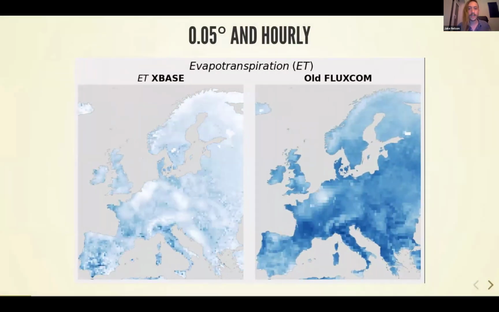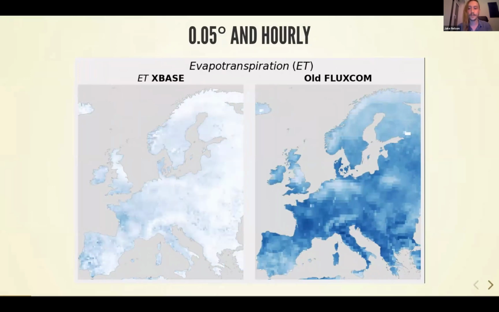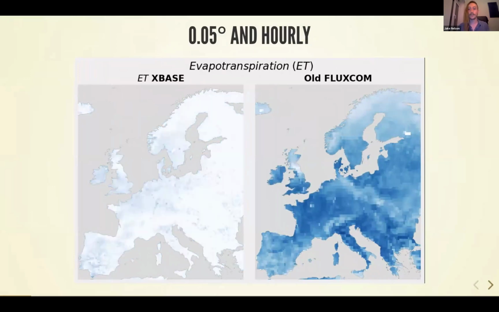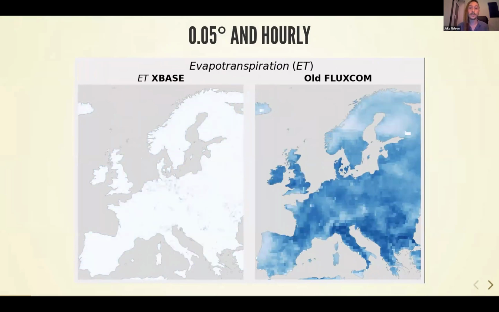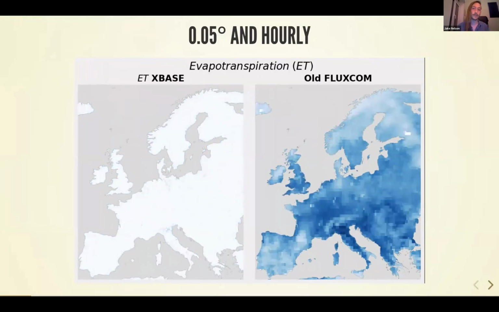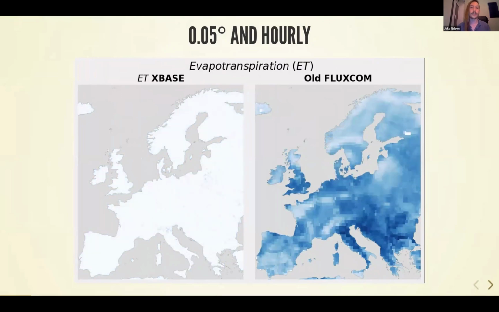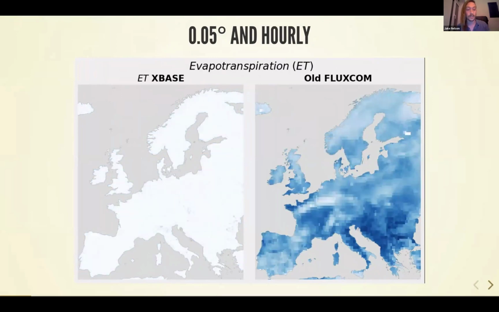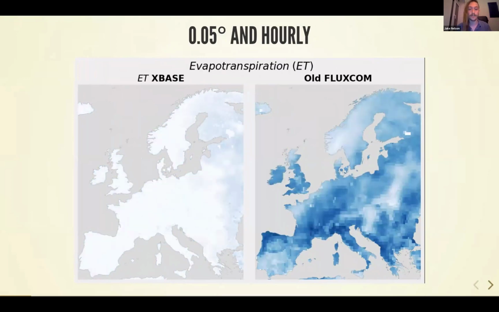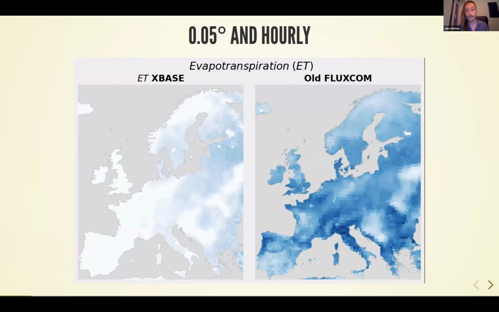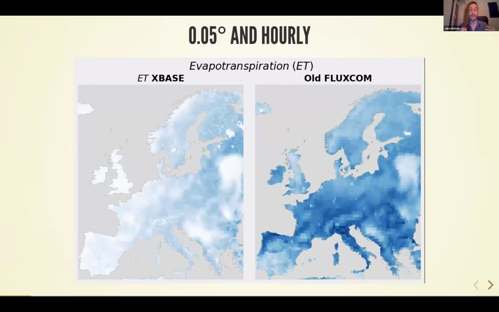So we have the new X-Base products, and here we have, as a benchmark, the old FluxCom products. What you see initially on the left side is the new evapotranspiration from X-Base. You have a much higher spatial and temporal resolution: 0.05 degree and hourly. The spatial resolution mostly comes from the remote sensing data, and the temporal resolution comes from meteo, in this case ERA5.